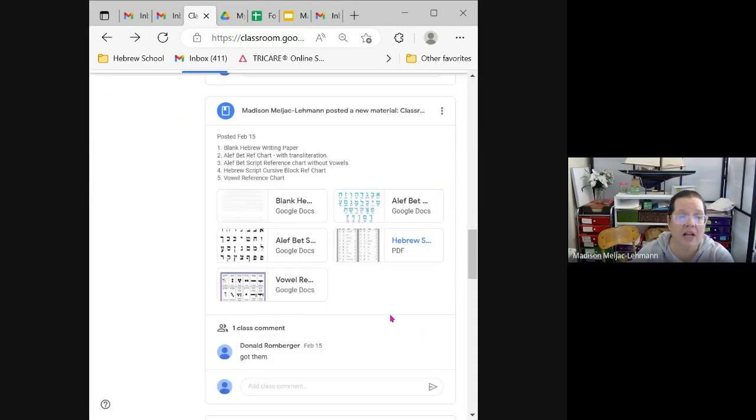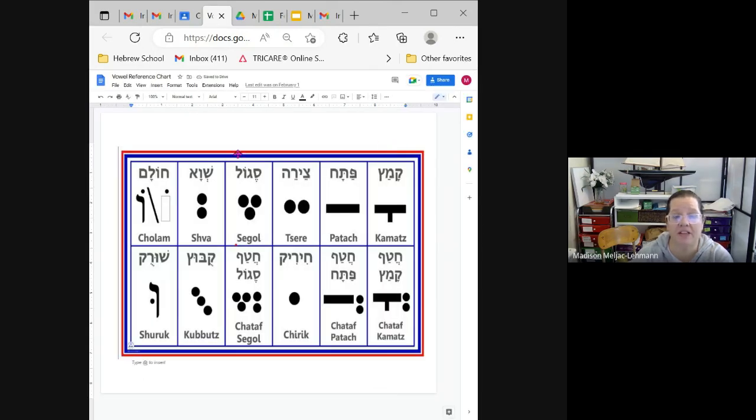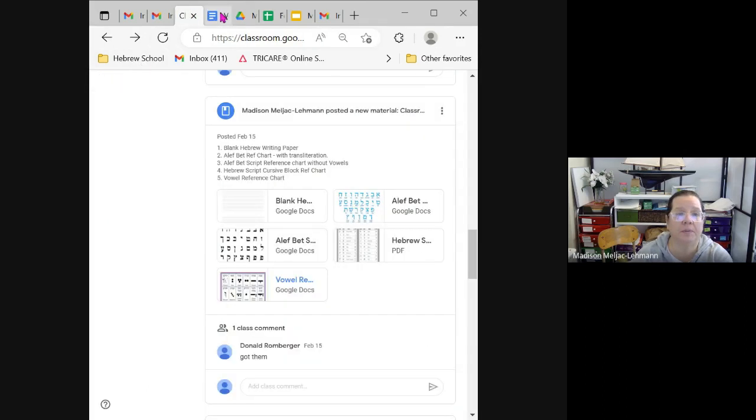Now, you also have a vowel chart, okay? And this is just a chart for you to print. And it just goes through Kamatz, Patach, and we learned Hataf Patach, okay? And we learned, it says Churik, but that's actually Hirik, okay? And we learned Shva, that's a Shva, okay? And this just has the most common vowels that we're going to learn, okay?